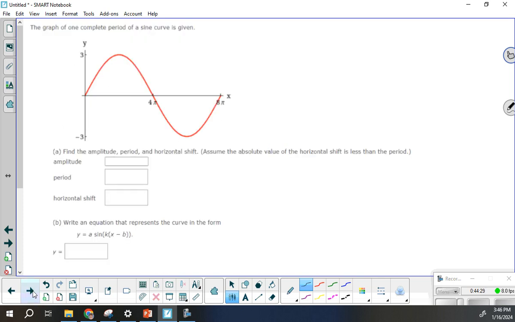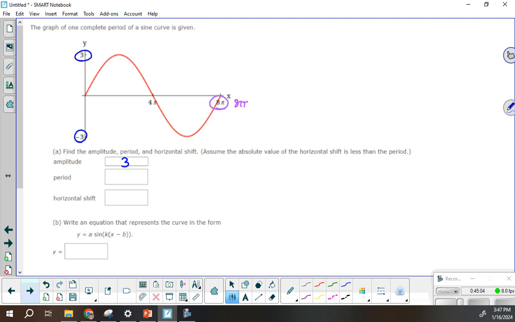Okay, this one, now they give us the graph, we have to figure out all the important parts. So the graph of one complete period of a sine curve is given. Now, looking at the graph, first of all, one complete period, where did we end? That is 8 pi. So first of all, amplitude. How high did we go up? We went up to 3, went down to -3. Our amplitude is 3.